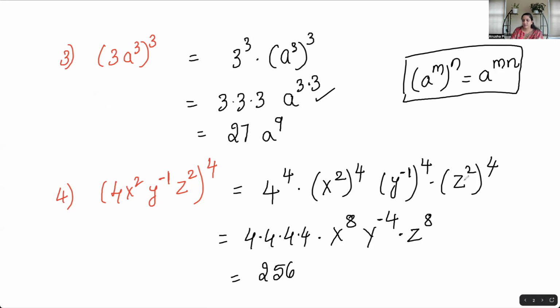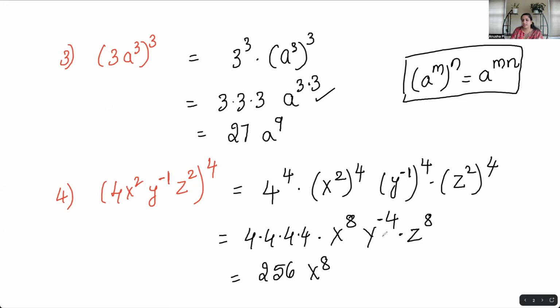So, a to the power of m whole to the power of n is nothing but m times n, right? So, x to the power of 2 whole to the power of 4, 2 times 4 is 8. y to the power of minus 1 whole to the power of 4 is minus 1 times 4, which is negative 4. And z to the power of 2 whole to the power of 4, 2 times 4 is 8. So, which is x to the power of 8.